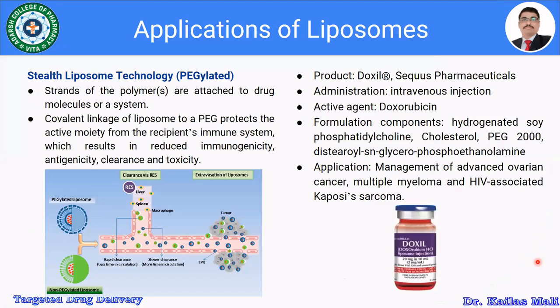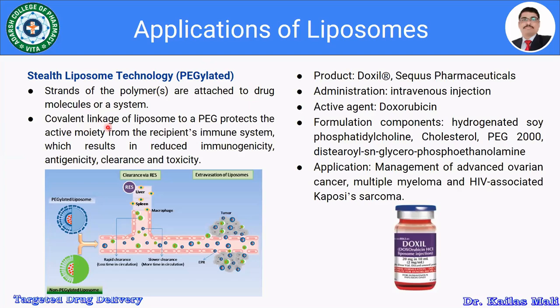The very first technology used to prepare the liposome is known as the stealth liposome technology. Here, this is the PEGylated product. Here, the PEG is used to functionalize the liposomes. The strands of polymers are attached to the drug molecule or the cysteine.